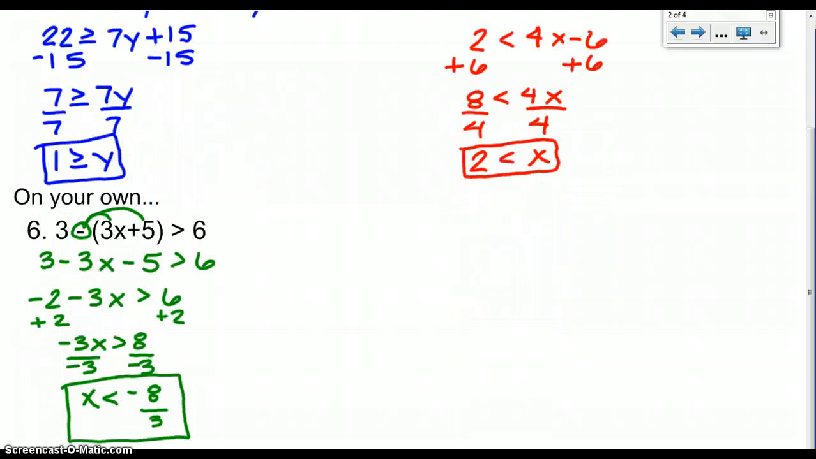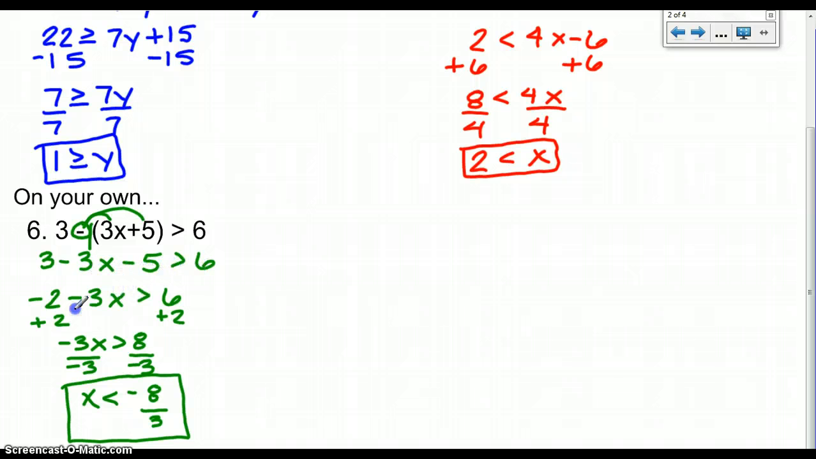Okay, I'm back, and you can see what I did. I think where a lot of you might have made a mistake is you need to distribute this negative sign to the 3x and to the 5. So this is kind of like an invisible negative 1. So after we distributed, we get 3 minus 3x minus 5 is greater than 6.